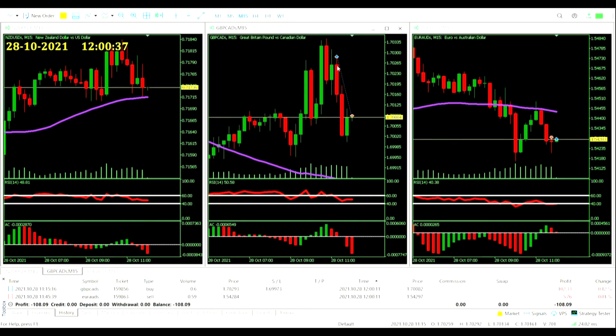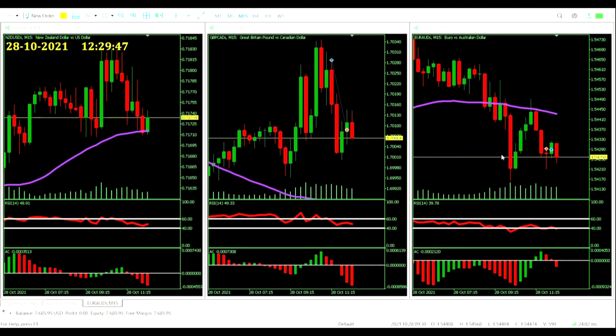And of course, our pound CAD, terrible one, right in at the peak, up here. Reversal comes. At least we got a green candle for the last period. Save us some money there. So we're at $108.09 down for the morning. On the Euro Aussie dollar, it does look as though it's going to be getting us back in. RSI reading 39. Only got outstarted last period.